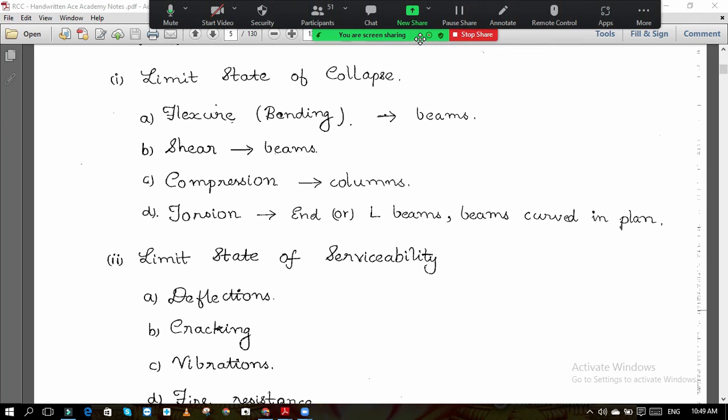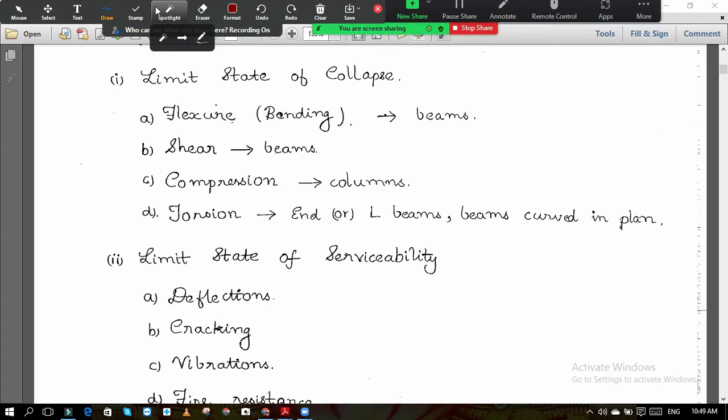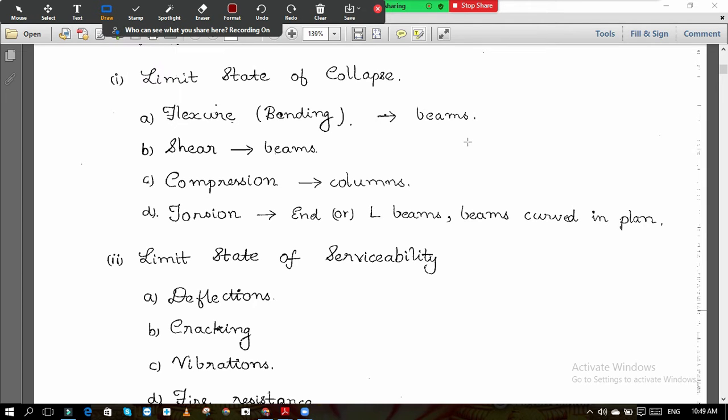So if I draw the diagram, suppose this is the beam and these are the supports. You know that at the support the shear force is maximum. So what we will do, we will provide the stirrups at a lesser distance over here. The distance between the stirrups is less up to a certain length.